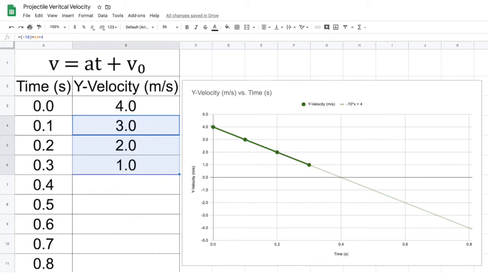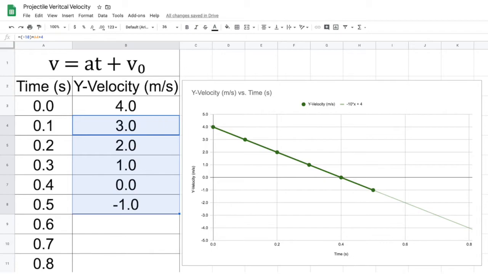A tenth of a second later, it's slowed down to 1 meter per second. A tenth of a second later, it's going to be moving downwards. At 0.4, the velocity is 0. That's the vertical velocity when it hits the peak. It's not moving up or down at that instant. 1/10 of a second later, it's now moving downward.